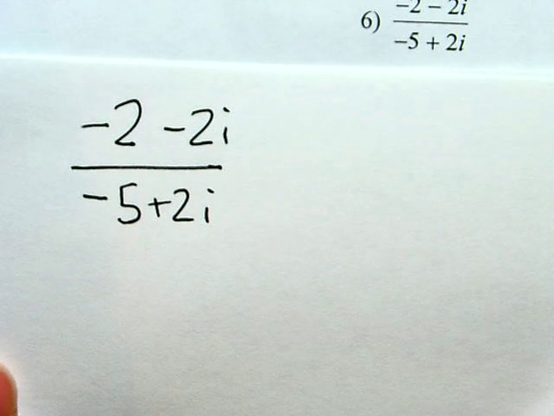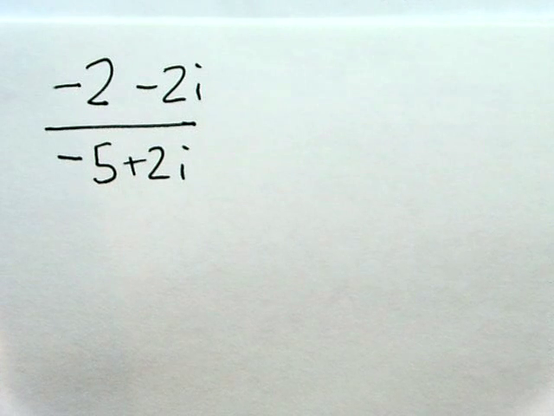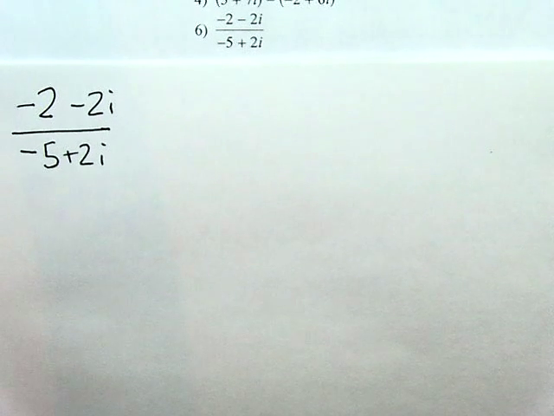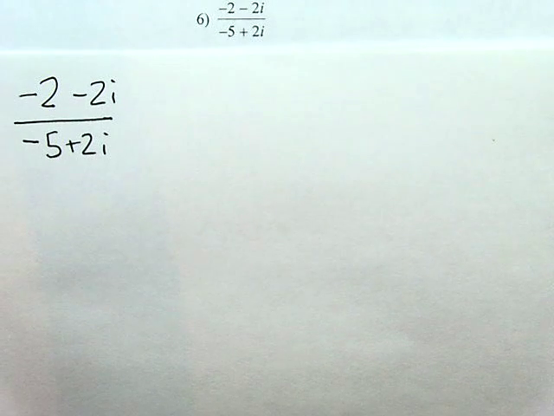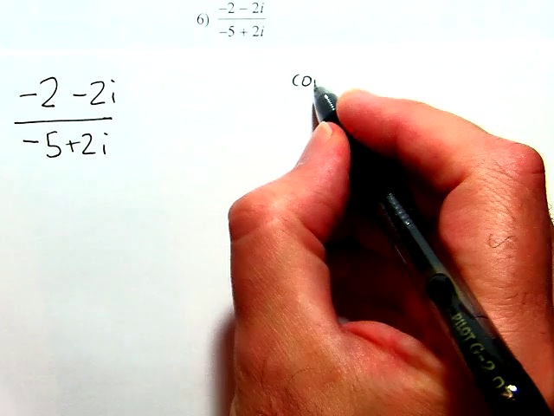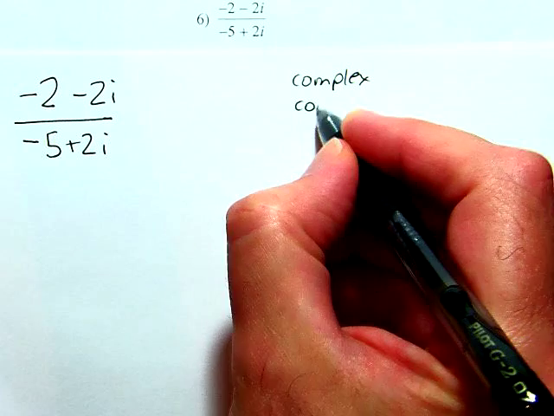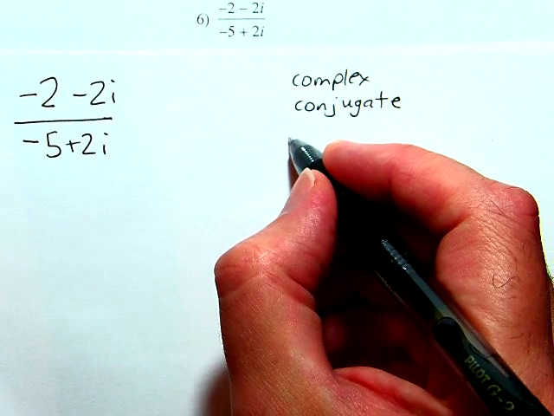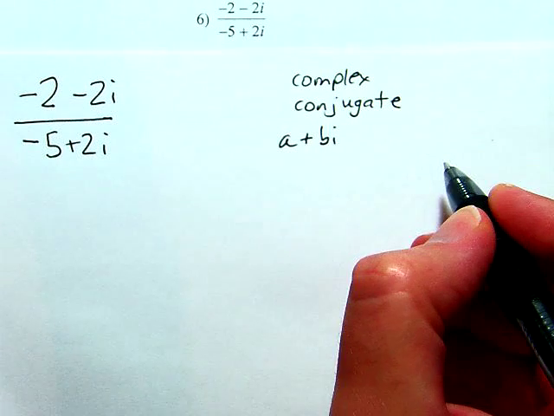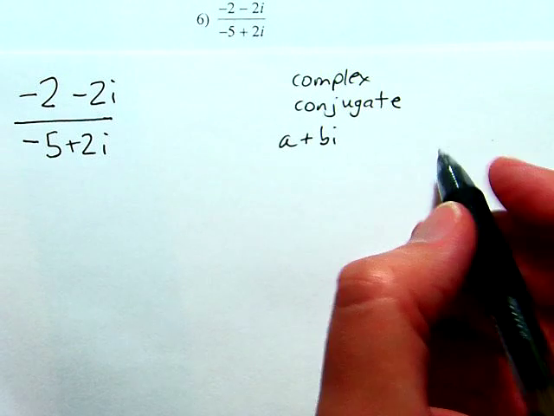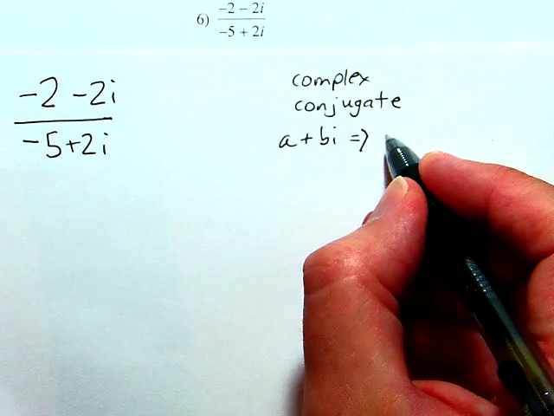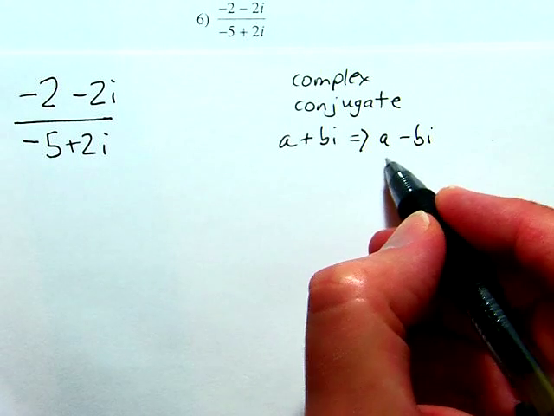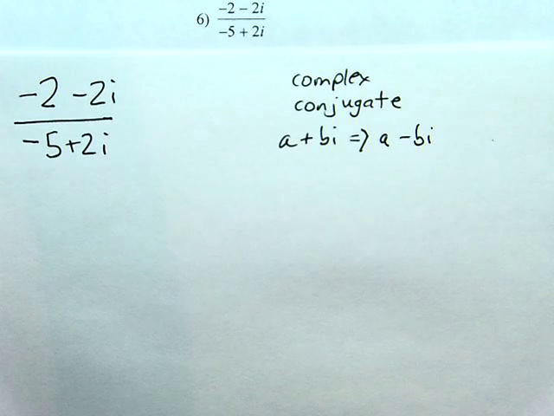Okay, so I've written it down over here, and let's go ahead and see how we solve this. There is a special technique, and it's called multiplying by a complex conjugate. You may remember complex conjugate is how you change a complex number that is in the form a plus bi into a minus bi. In this case, a minus bi is the complex conjugate of a plus bi.